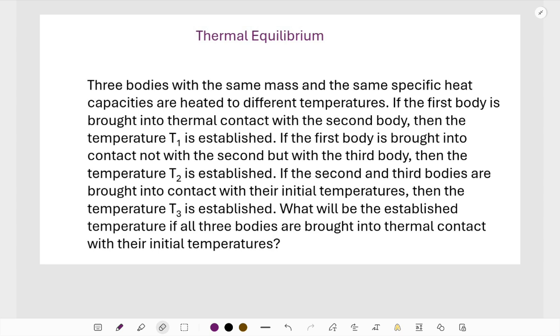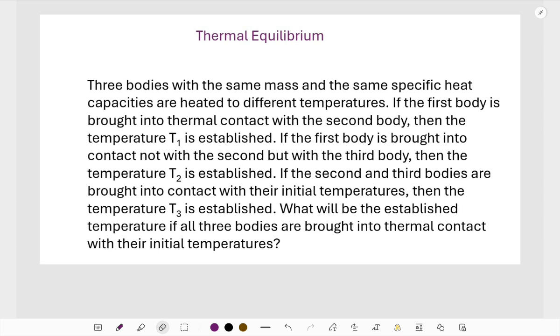We have three bodies with the same mass and the same specific heat capacities. That is important. Their masses are the same, so are their specific heat capacities, and they are heated to different temperatures. Initially their temperatures were different. If the first body is brought into thermal contact with the second body, then the temperature T1 is established. This is the equilibrium temperature when the first and second bodies are brought into contact with each other.